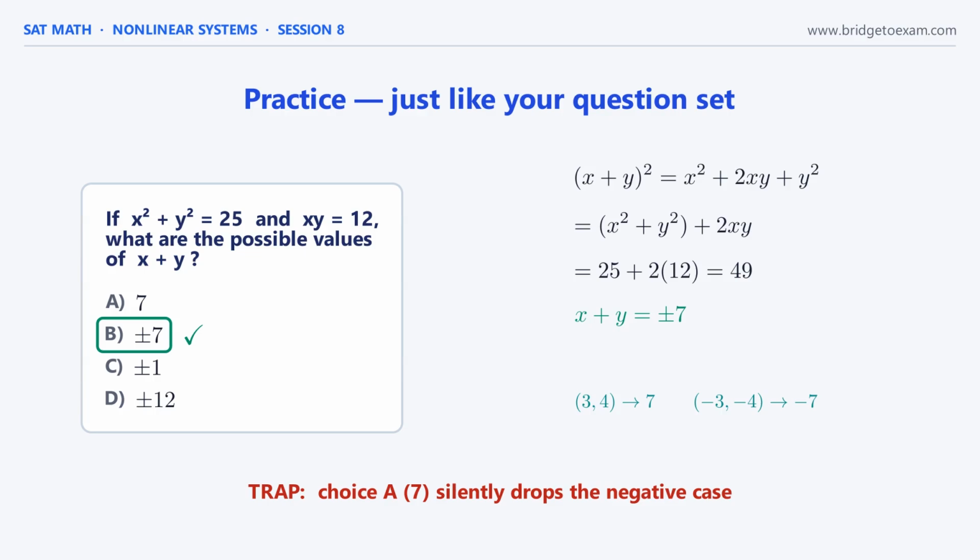The answer is B. And look at choice A, plain positive 7. That's the trap, and it's the popular wrong answer. It's exactly right, except it silently throws away the negative case. Sanity check. x and y could be 3 and 4, giving 7, but they could also be negative 3 and negative 4. Check it. 9 + 16 is 25, and negative 3 times negative 4 is 12. Both conditions hold, and the sum is negative 7.